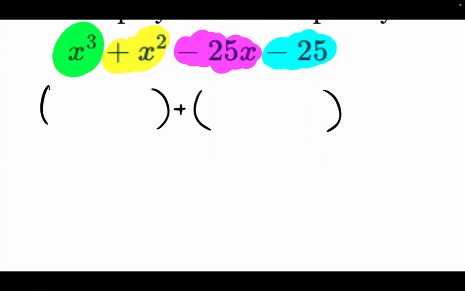The first 2, so the green and the yellow, are going to go in the first set of parentheses. X to the 3rd plus x squared. And then the second 2, the pink and the blue, are going to go in the second set of parentheses. That's step 3, right? That's a mini step. That's not even a big step. That's why some of these are mini steps, okay? That's step 3. So we still have the same thing, but now they're just in groups.